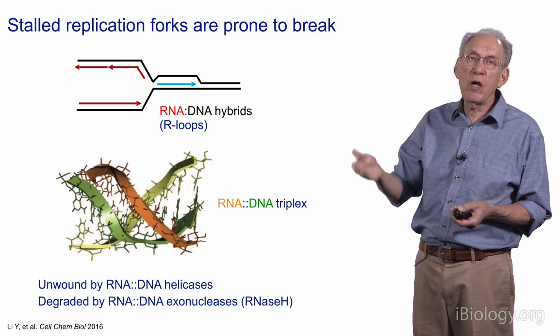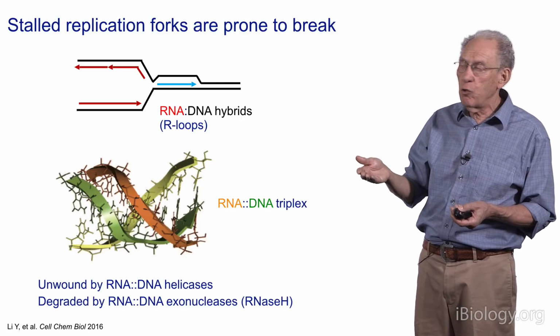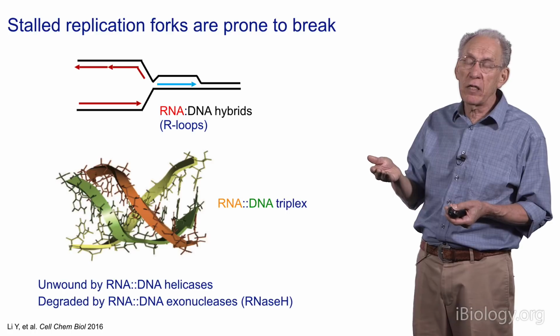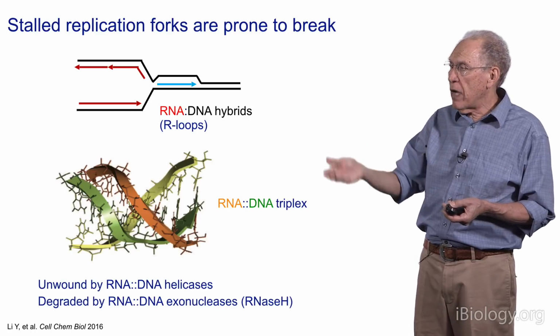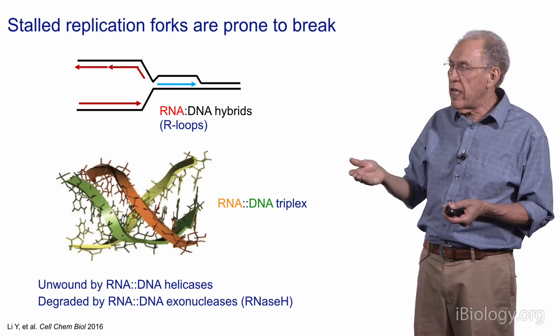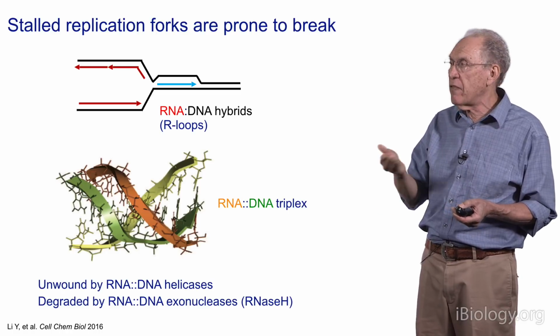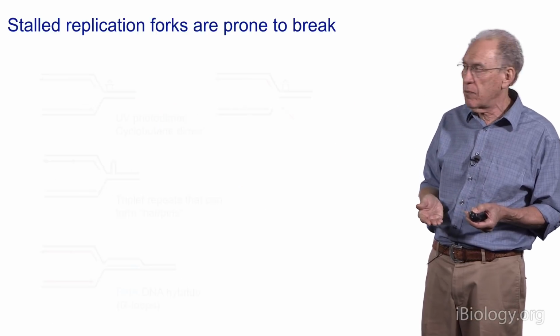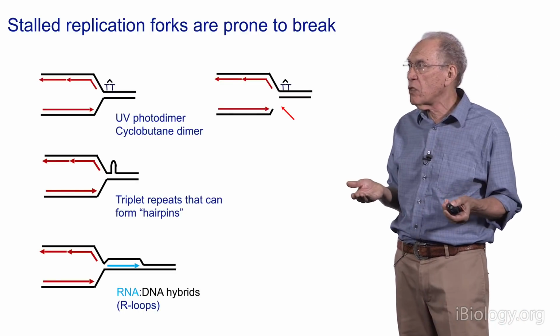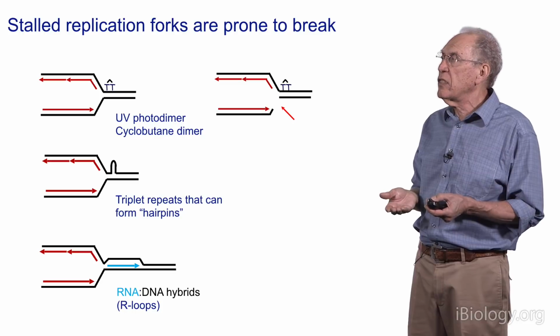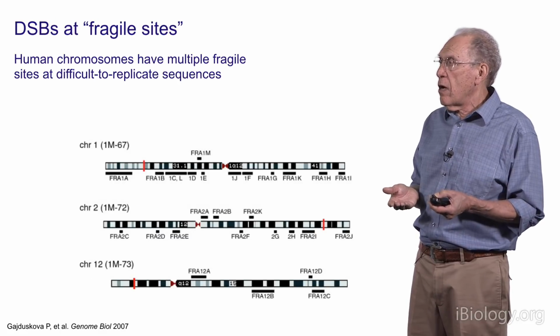The cell has ways of getting rid of these R loops, either by unwinding them using an RNA-DNA helicase, or by degrading them using some nucleases, but quite frequently these structures remain, and they are again sources of damage. So all of these sources of damage are at least possibly going to lead to chromosome breakage.